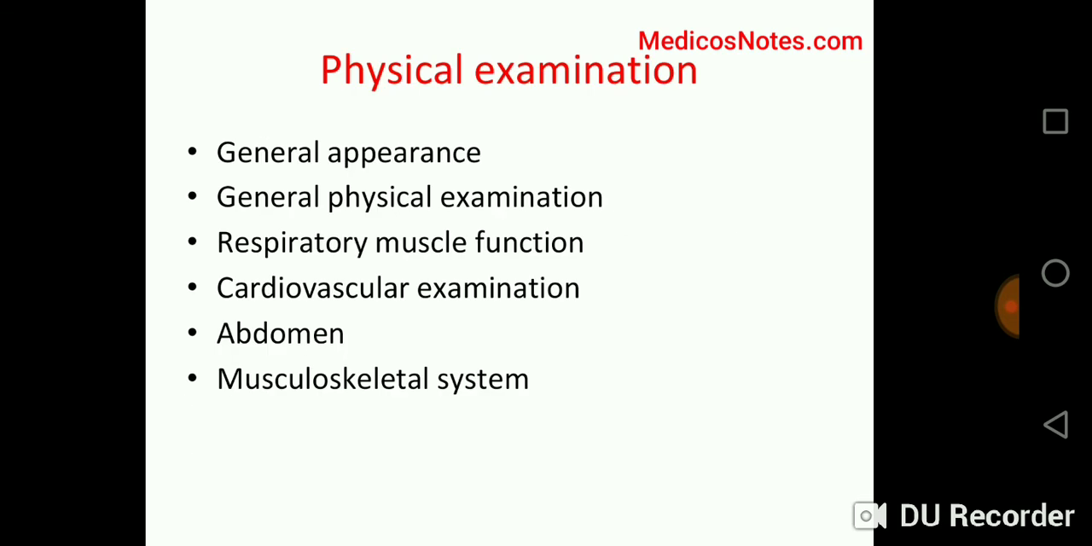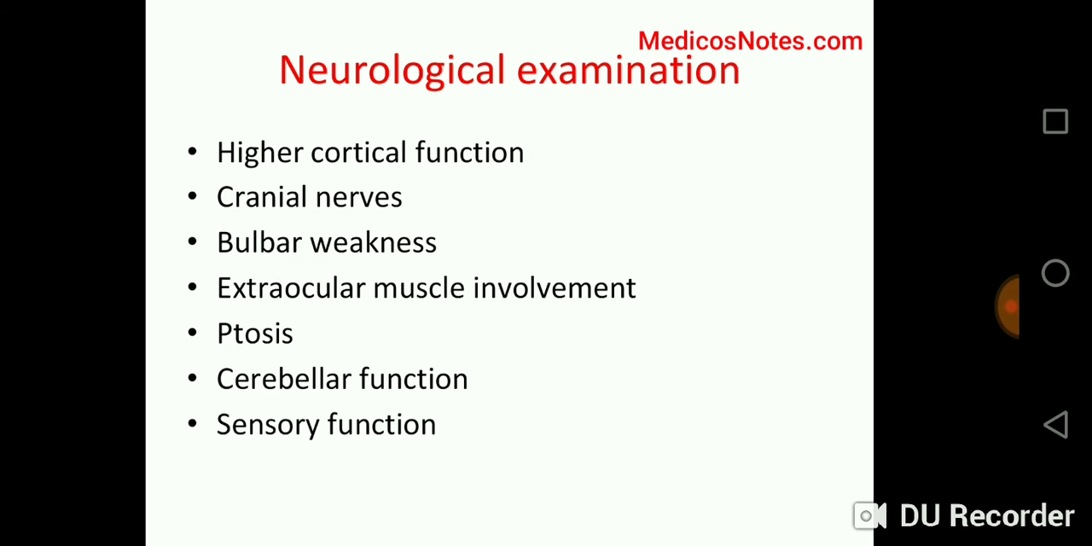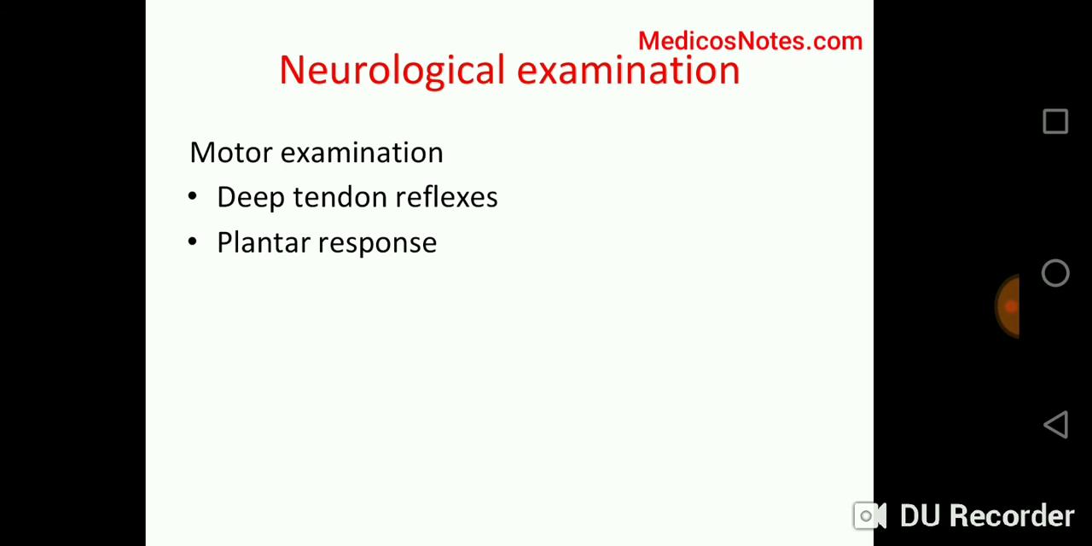Physical examination is also very important to identify whether it is an LMN or a UMN weakness. You should do a good head to foot examination, then examination of the respiratory system, cardiovascular system, musculoskeletal system and gastrointestinal system. And in the neurological examination, you have to examine for the higher mental functions, cranial nerves, bulbar weakness, extraocular muscle involvement, presence of ptosis, cerebellar functions and sensory functions.